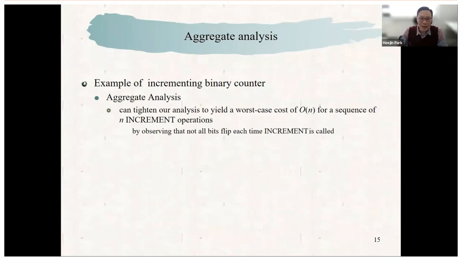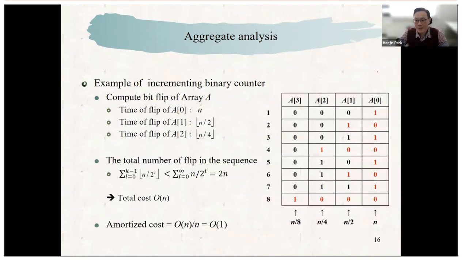But we can do better. We can show that n operations take only big O of n cost. Let me show you how. Let's analyze this not by row, but by column. Look at this. The bit A0 is flipped in every increment operation, 1 0 1 0 1 0 like this. So if we perform n increment operations, then the A0 bit is flipped n times, and then bit A1 is flipped in every other operation, so the number of flips is n over 2. And for A2, actually they are 2 to the 0, 2 to the 1, 2 to the 2, 2 to the 3.